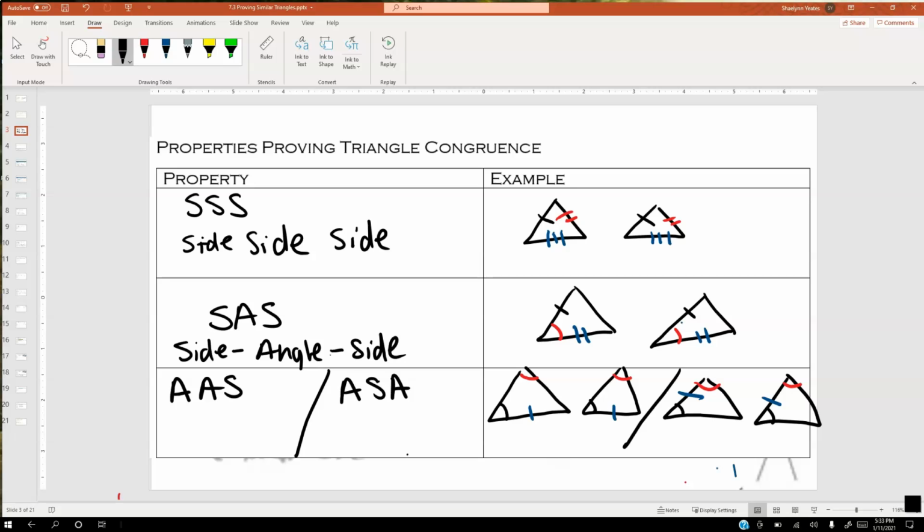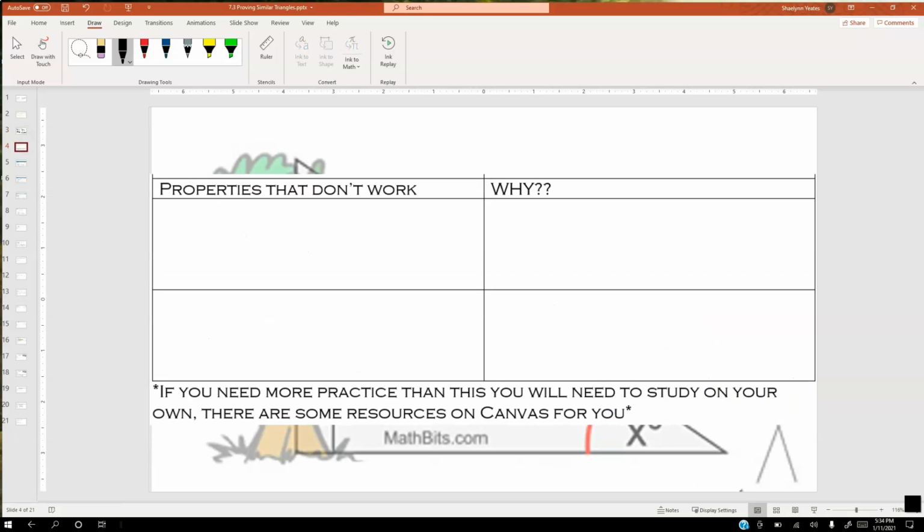So if you have two angles and one side, you can prove they're congruent. If you have side angle side, so the two sides and the angle between them, you can prove it's congruent. And if you have all three sides, you can prove it's congruent. Properties that don't work for proving congruence are angle, angle.